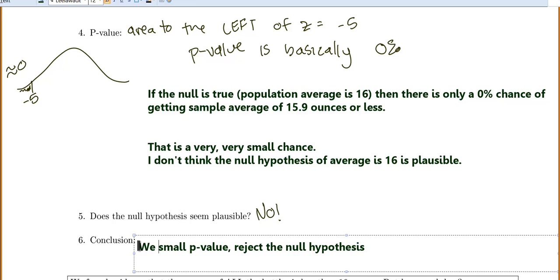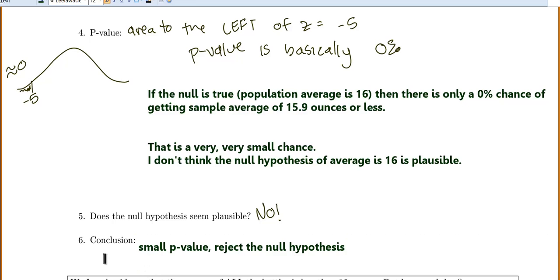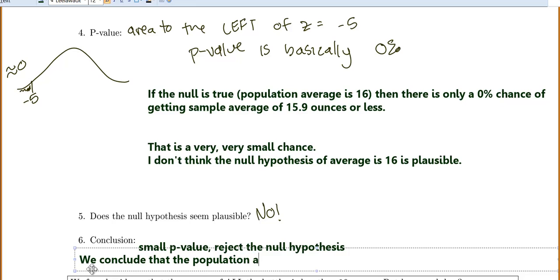Okay, and we conclude that the population average is less than 16 ounces. So they're not filled enough. And since that p-value is so small, we have lots and lots of evidence that the population average was less than 16 ounces.